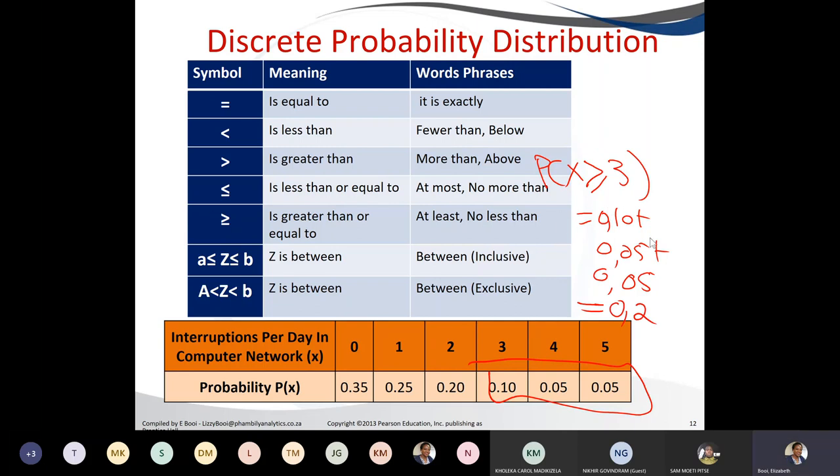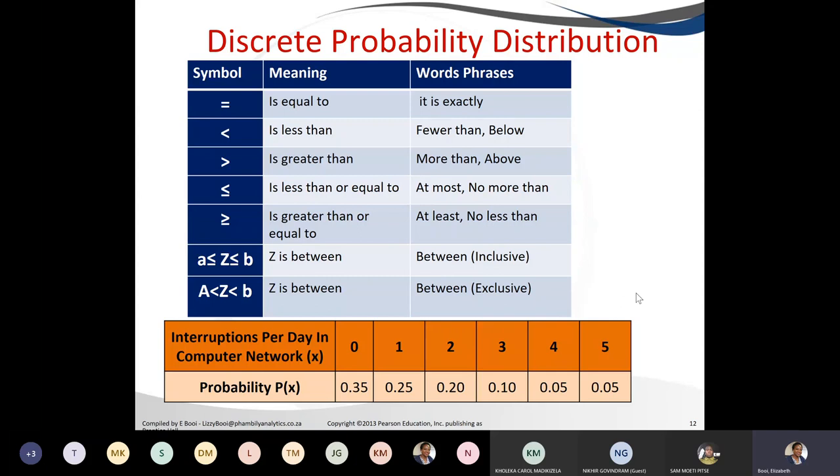And that is not all. Sometimes they will ask you, what is the probability of between? Now, here is where it gets very interesting. If they talk about between, sometimes they don't say whether it is inclusive or exclusive. You need to be very careful when you answer that question. Most of the time, when they don't mention the word exclusive, then when they talk about between, it also refers to inclusive probabilities as well.